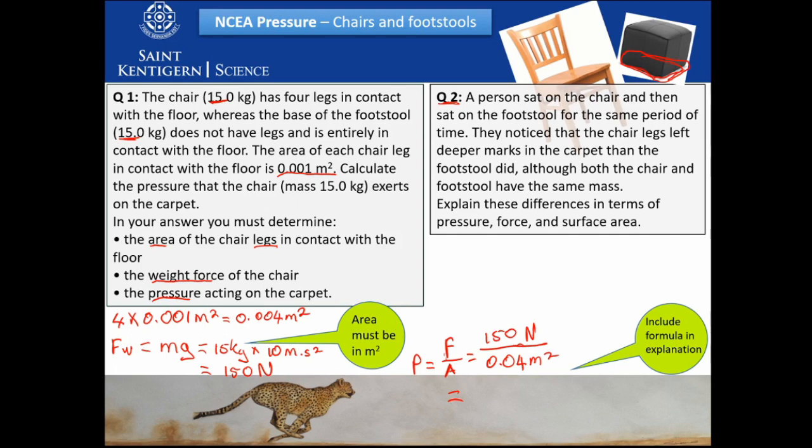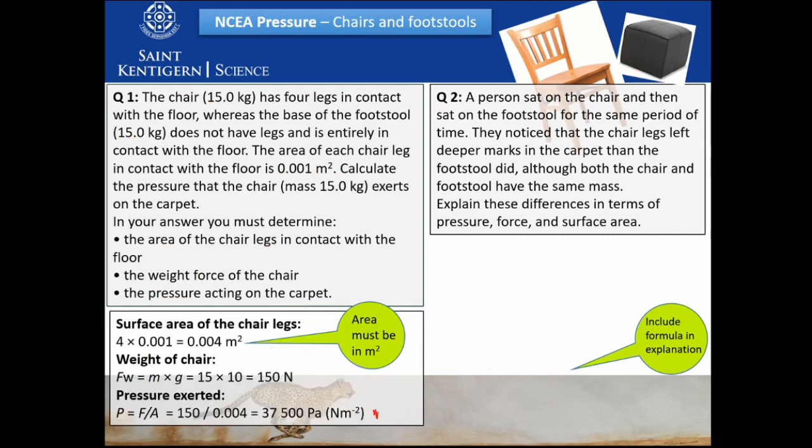So 150 divided by 0.004 equals. So we are talking about 3,750 Pascal. So we figured out that that is correct. Oh, see, I made an error. I actually only said 0.04, not 0.004. But anyways, you get what I'm going at.